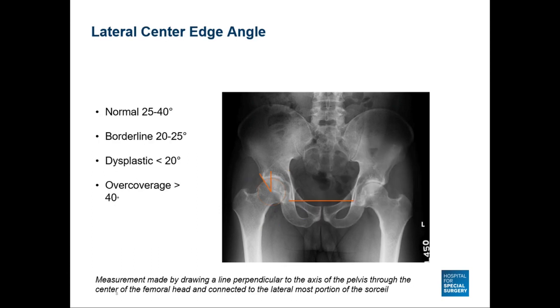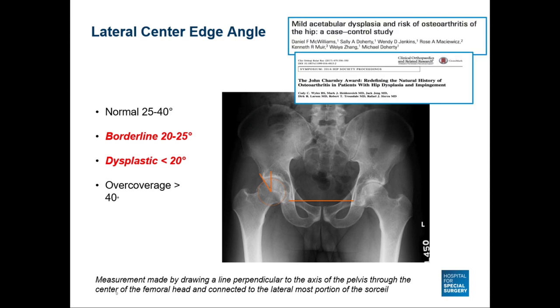I would say that probably the most commonly measured angle for dysplasia is the lateral center edge angle. This measurement is typically made by drawing a line perpendicular to the axis of the pelvis through the center of the femoral head and connecting it to the lateralmost portion of the sourcil. Normal is between 25 and 40. Borderline is 20 to 25, although many would argue that 18 to 25 should be characterized as borderline dysplasia. We know that there is good literature that borderline dysplasia, as well as frank dysplasia, increases your risk of progression to osteoarthritis, and these are patients that we pay particular attention to with measurement of the lateral center edge angle.